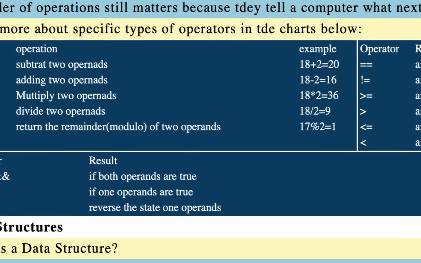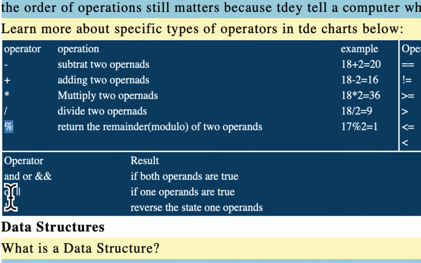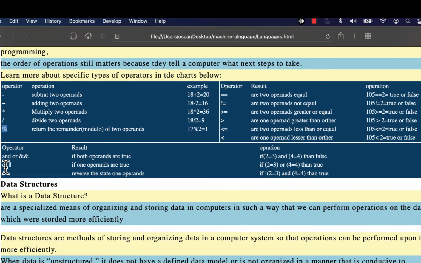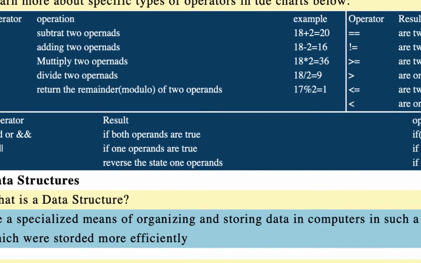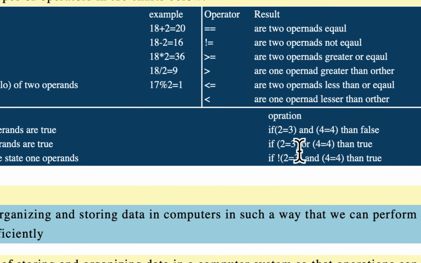But with OR, depending on the language, we can write it as OR or two vertical bars. We say if 2 equals 3 or 4 equals 4. That is true, because one of them is true and one is false, but the result is true. As long as one of them is true, we go. This is a case you are going to use many times.